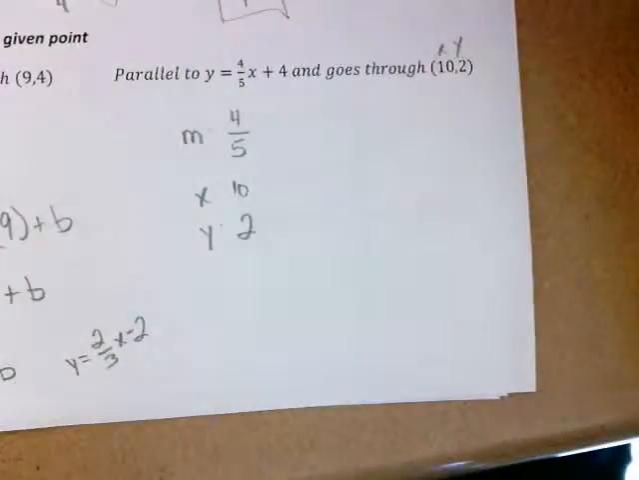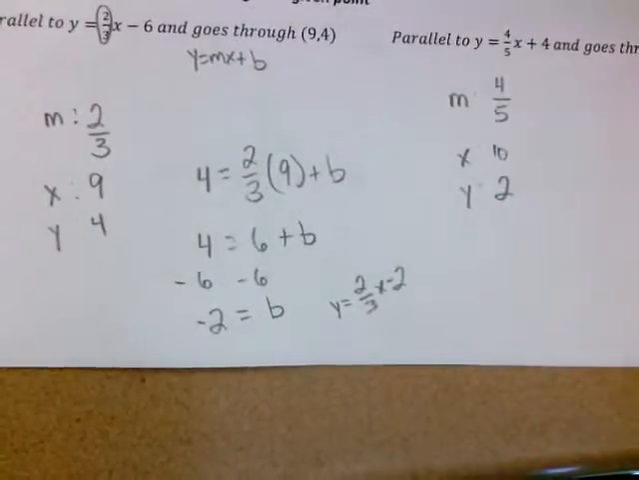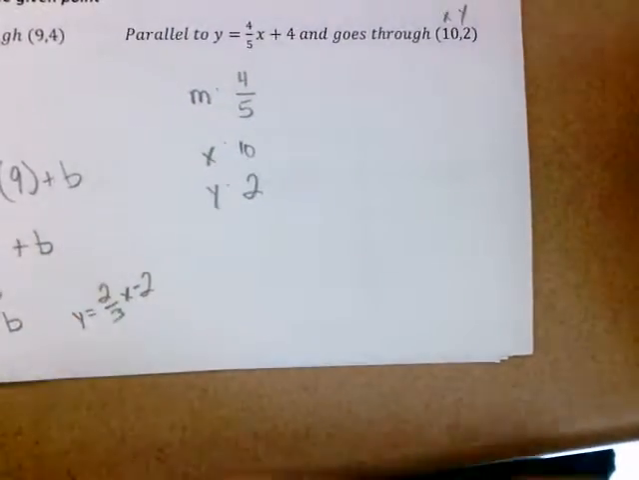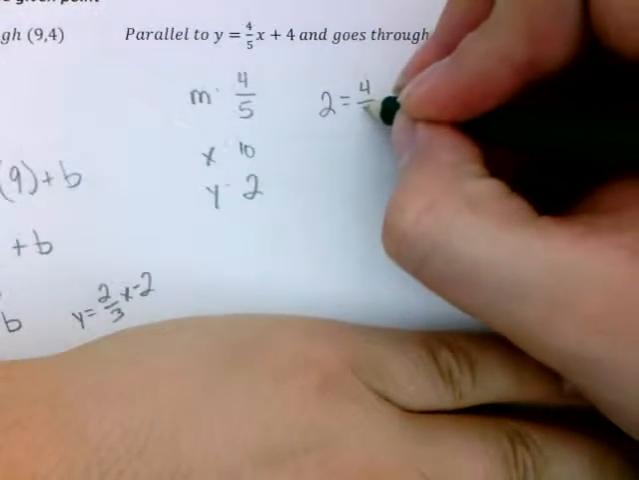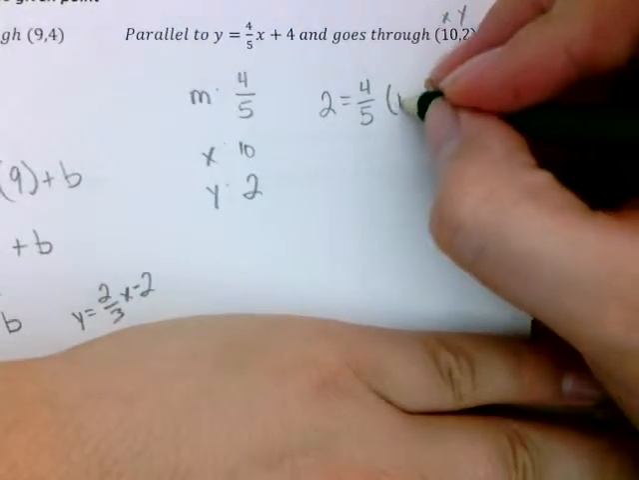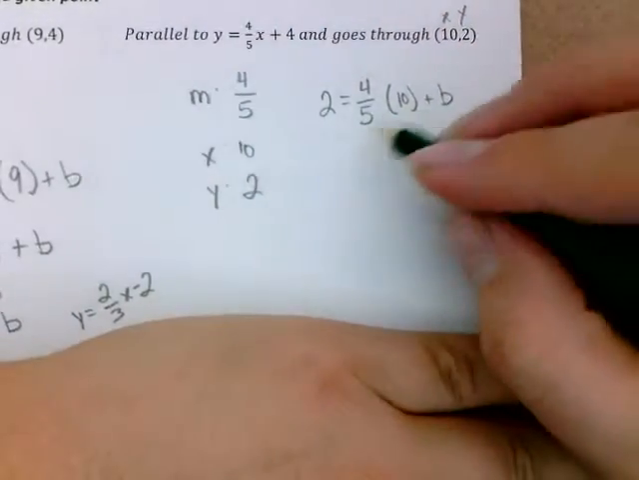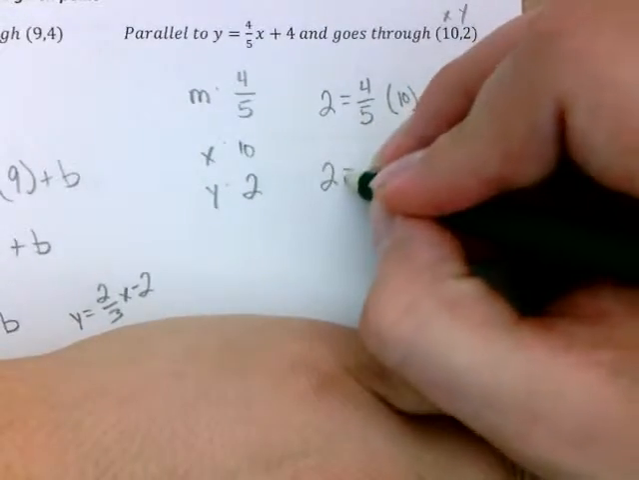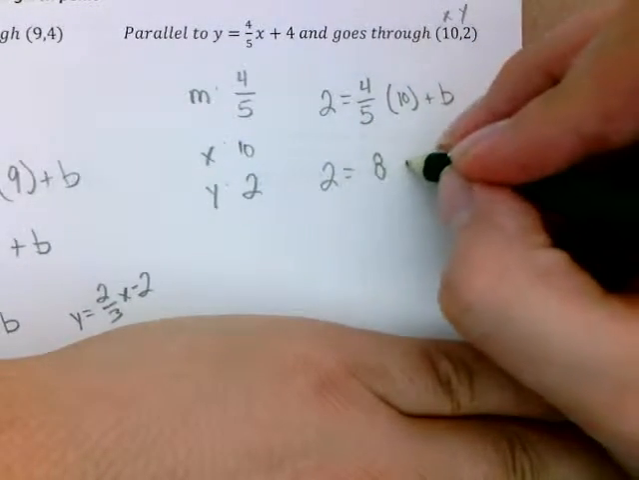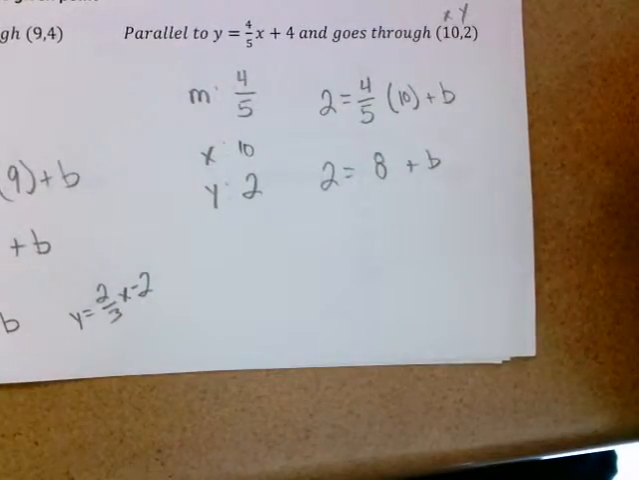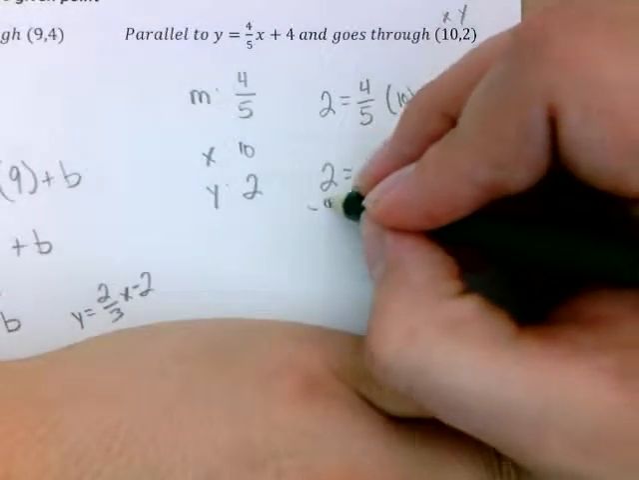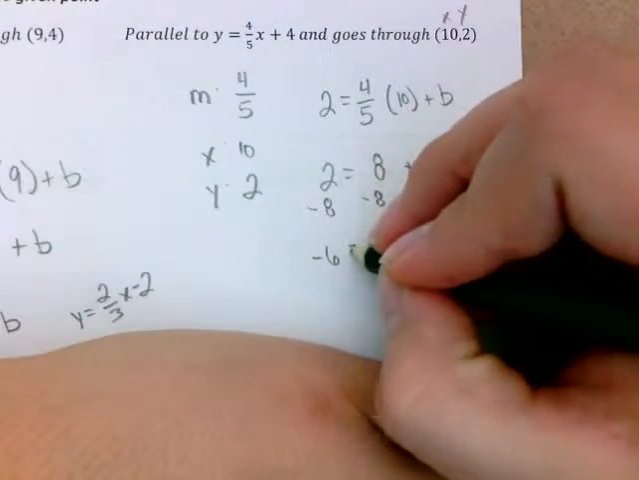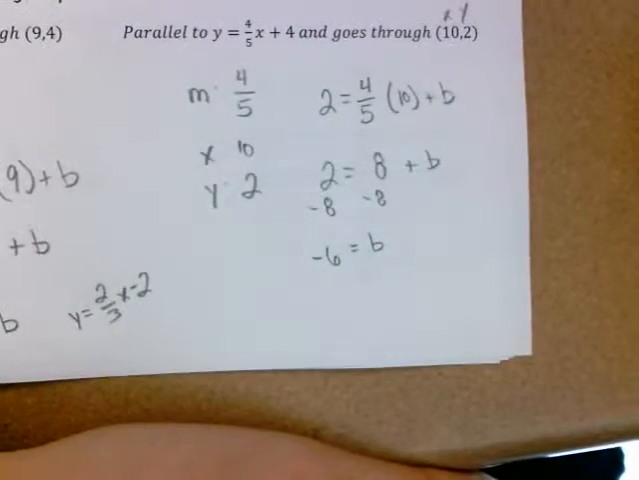Like what we did over here, we're going to plug them in to find b. We know it's y equals mx plus b. So y is 2 equals 4/5 times x, which is 10, plus b. When we multiply this out, we get 2 equals 8 plus b. We solve. Subtract 8. Negative 6 equals b. So we know our b is negative 6.